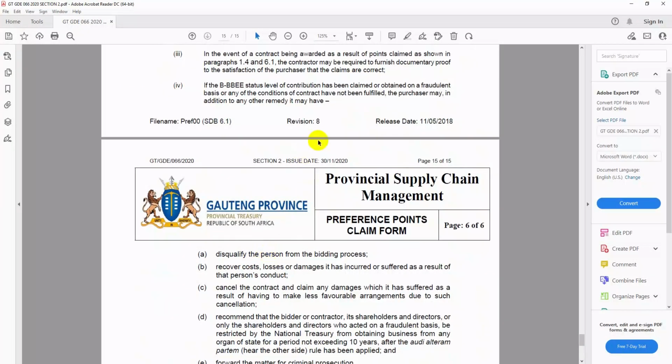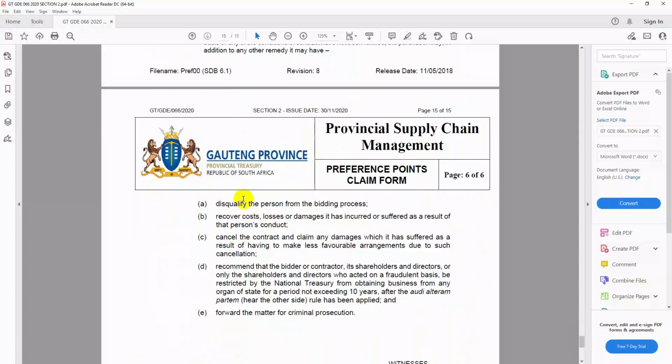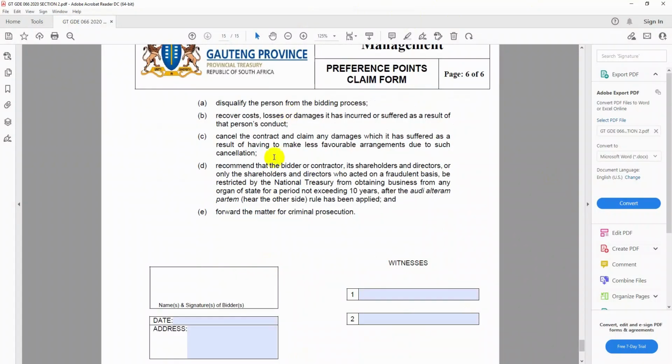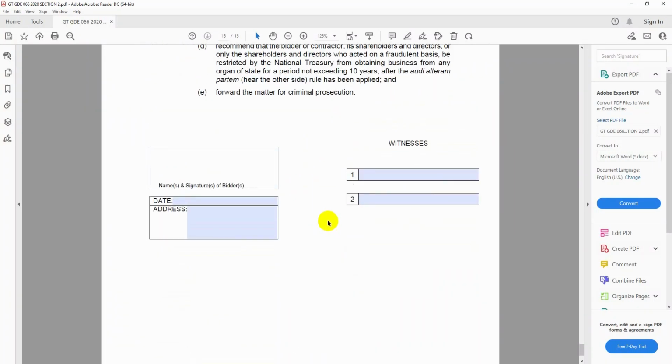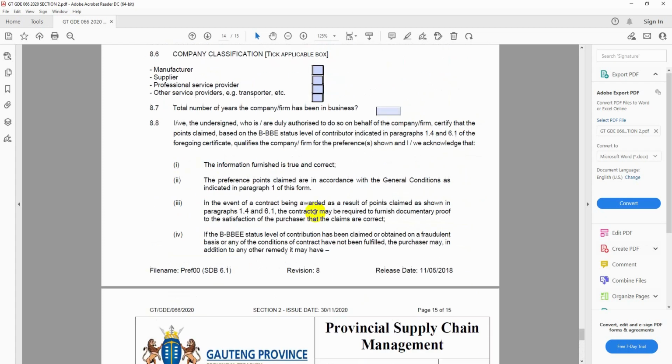this is what your client will do. The department can disqualify you from the bidding process if they find out that any information you have given is not according to what they have found. They can cancel the contract if they've already awarded it to you, recover all the costs, forward the matter for criminal prosecution, and forward your name to the tender defaulters or restricted suppliers list sitting with National Treasury. So on the last page here, you sign, and they need witnesses.